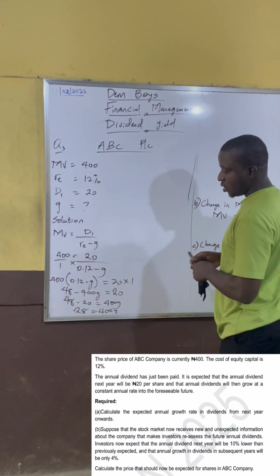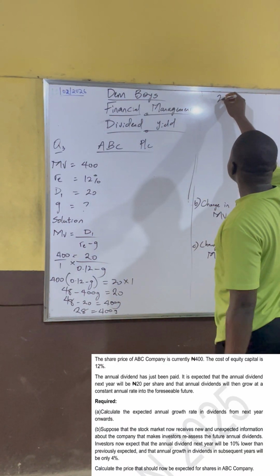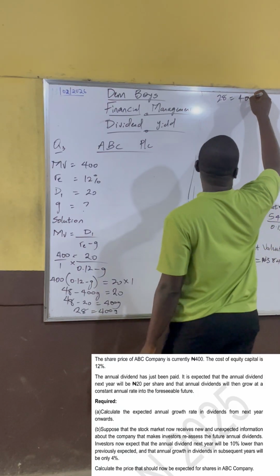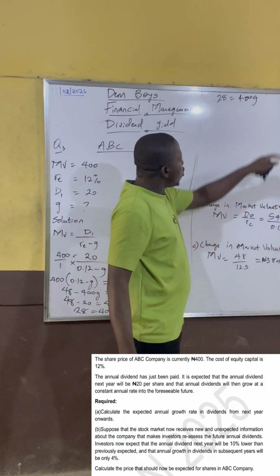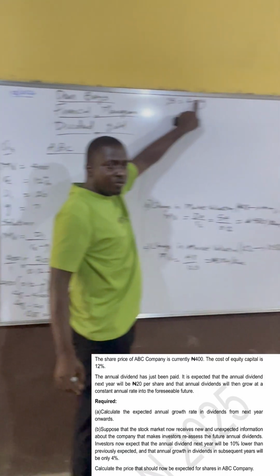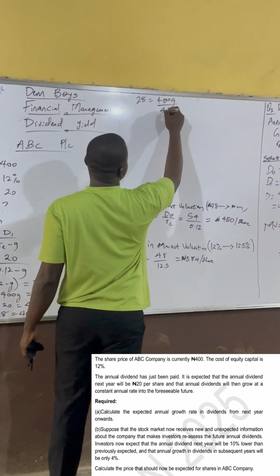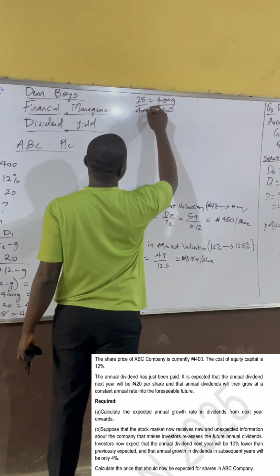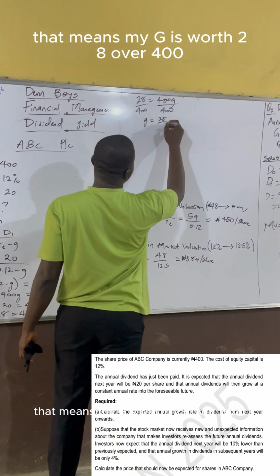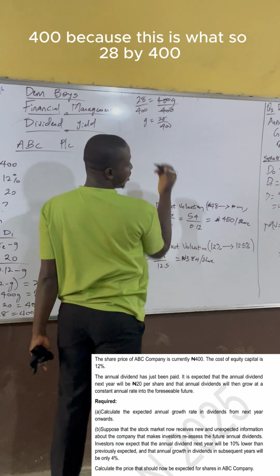So now, let's say 28 equals to what? 400 what? G. I want to get G. And what is at the front of G? 400. I will divide this side by what? 400. That means my G is what? 28 over 400, because this will cancel this.